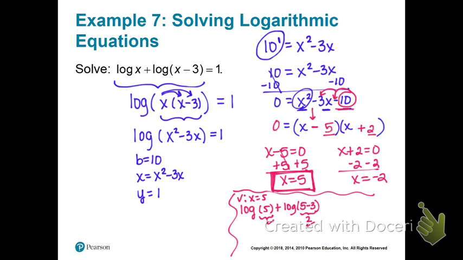Now let's try the negative 2 when I plug it in. So log of x, which is negative 2, plus log of x minus 3, negative 2 minus 3. Can I take the log of negative 2? No. So I don't have to worry about checking the other. I found one that says no. So negative 2 is that extraneous solution. So our only solution then is x equals 5.